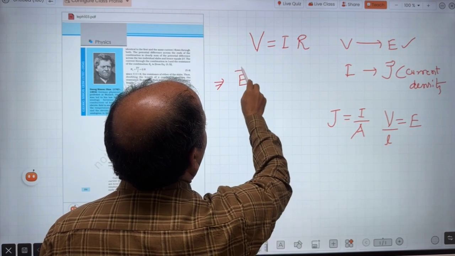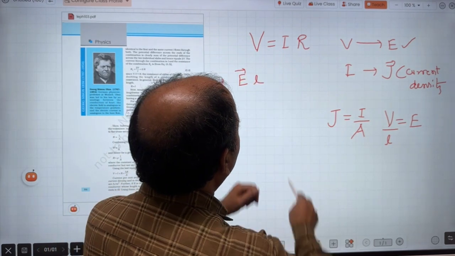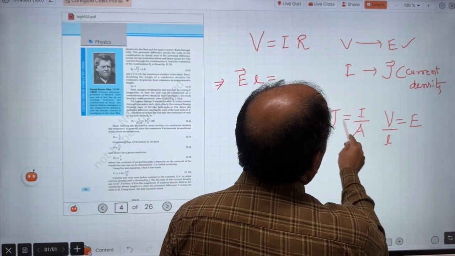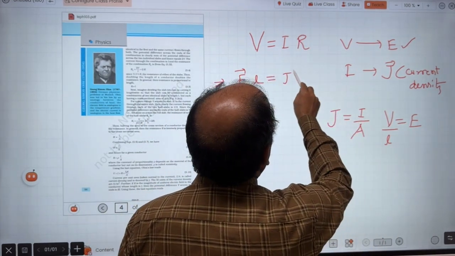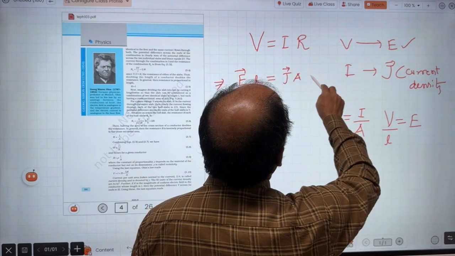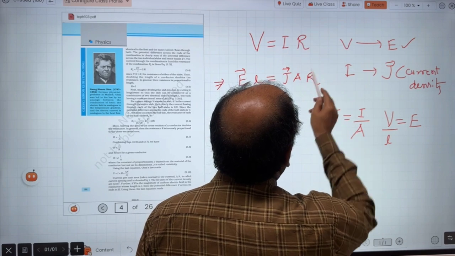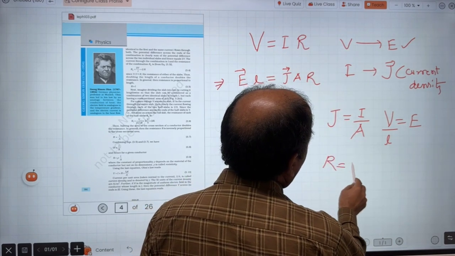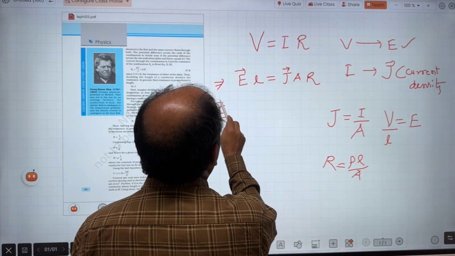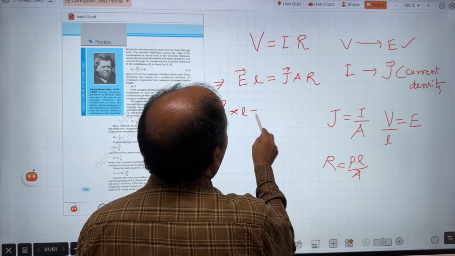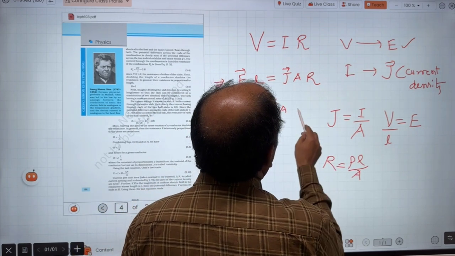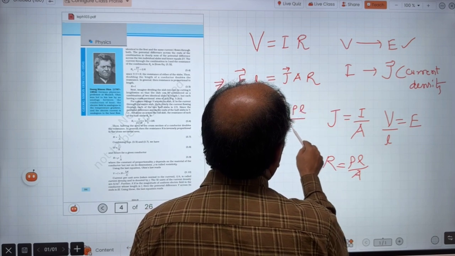So we write vector E times L equal to, in place of I, since I equals J A. Here we take vector J and write area times R, and R equals rho L upon A. So we write that value here also. So vector E times L is equal to vector J times A times rho L upon A.